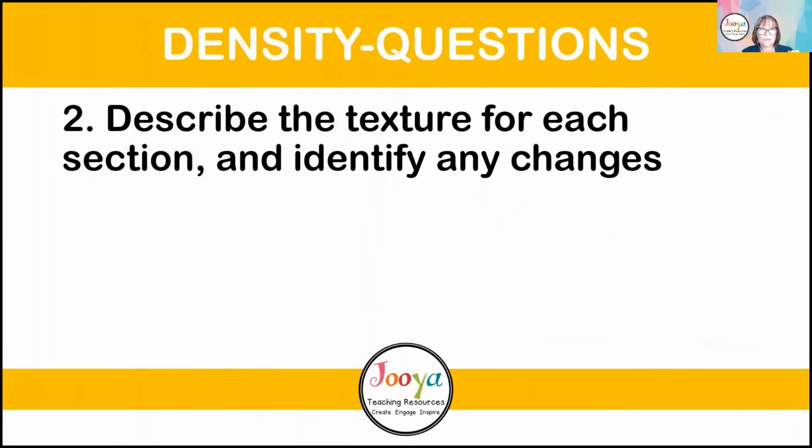The next question, describe the texture for each section. So if your music has 3 sections, it might be an A, B, and back to an A, but the first A might have only 2 instruments, the B might have 4, and the second A, the return to the A, might actually have all 4 instruments playing again. So you've got to describe the density and the changes in each of those sections.